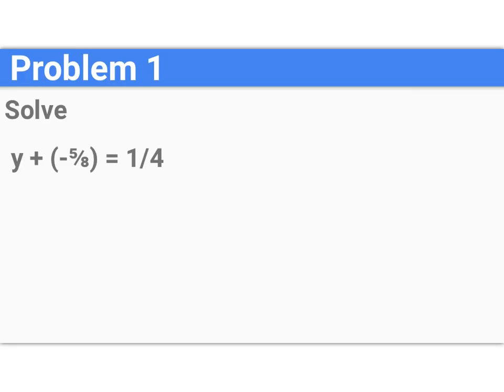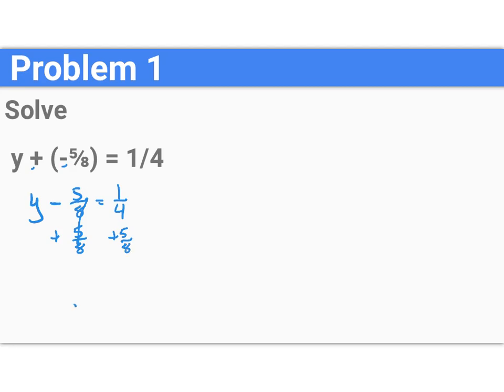Okay, so we have 4 problems. So y minus 5 over 8 equals 1/4. So whenever you have a plus and a minus next to each other, go ahead and change it to a negative. So we're going to add 5/8 to both sides.